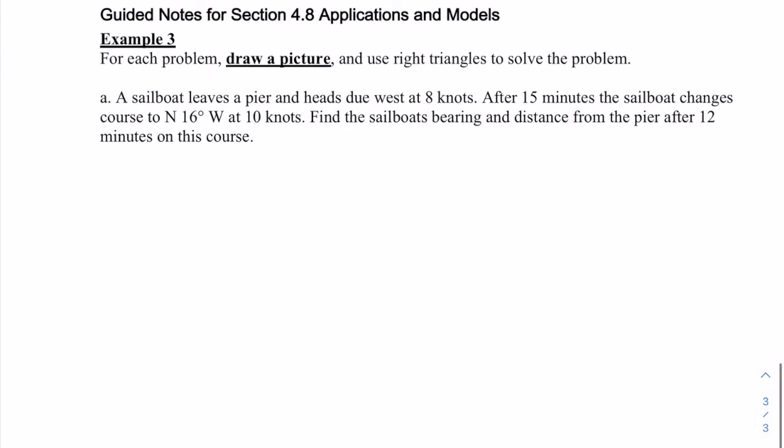We have a sailboat leaving a pier, and it's going due west, 8 knots per hour. So I'm going to draw the pier over here, and it's going 8 knots per hour. After 15 minutes, so that's a quarter of an hour, 1/4 of 8 is just 2. That's 2 knots. And then from here, after 15 minutes, the boat changes course, north 16 degrees west.